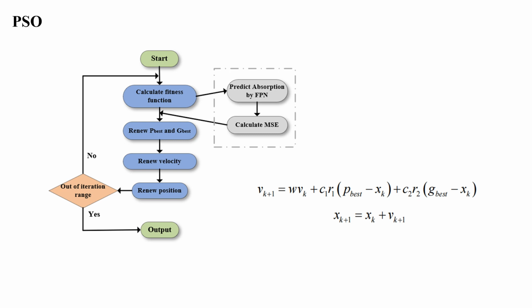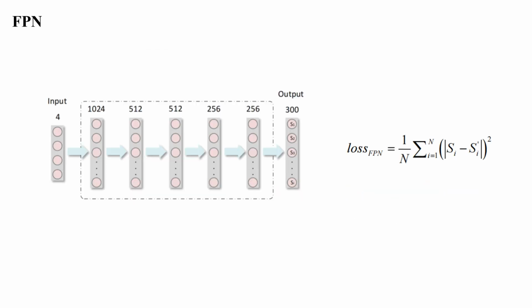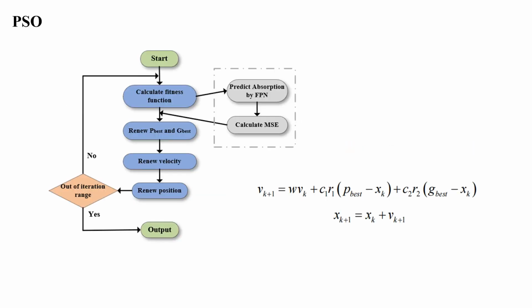Well, we then combine the FPN methods with particle swarm optimization, and the working flow is just like this. Here we predict the absorption by FPN, then we calculate the loss function, just what we mentioned here, and we use this function as the fitness function of the PSO methods. So we renew the P best and G best, and renew the velocity of the particles.